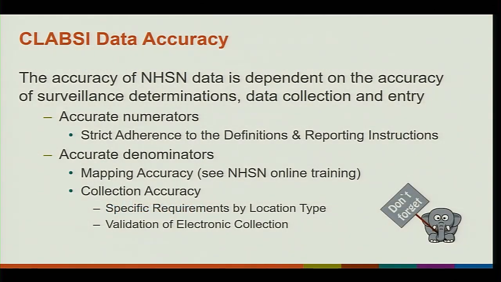All right, so let's move on to your CLABSI data and accuracy. The accuracy of NHSN data is dependent on the accuracy of the surveillance determinations, data collection, and entry. It is very important that we get accurate numerators by strict adherence to the definitions and reporting instructions, and accurate denominators by mapping your locations appropriately, collecting device days and patient days accurately based on the location type, which may have specific requirements.